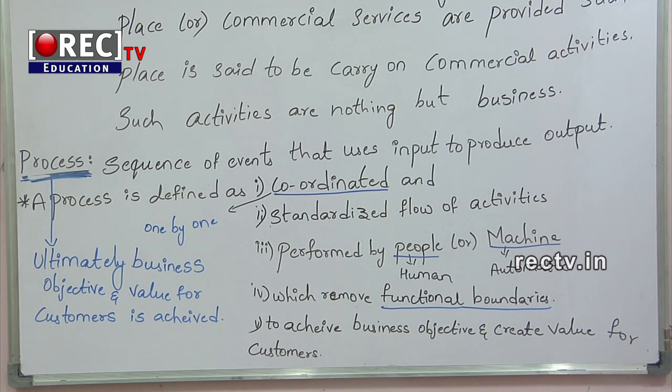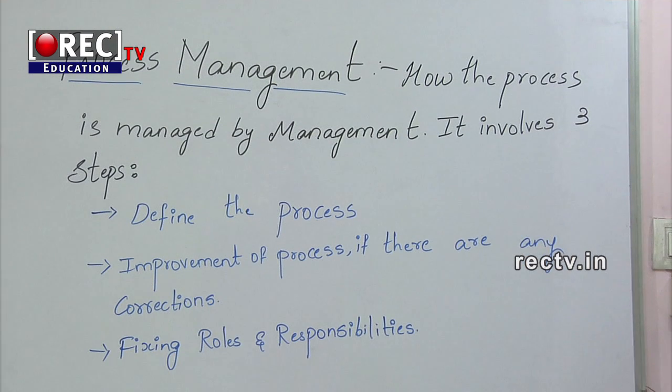And this process can be performed by either humans or automatic machines. Removing functional boundaries means it provides coordination between different departments of an organization. Why are we doing this process? Ultimately to achieve a business objective and create value for customers. If we take the example of cash deposit in a bank, the ultimate objective is to deposit the cash in a bank, and it provides satisfaction to the customers. We have understood what is business and what is process.